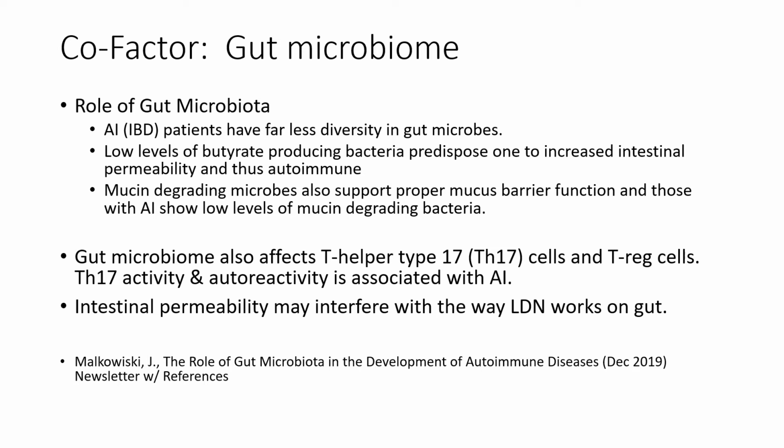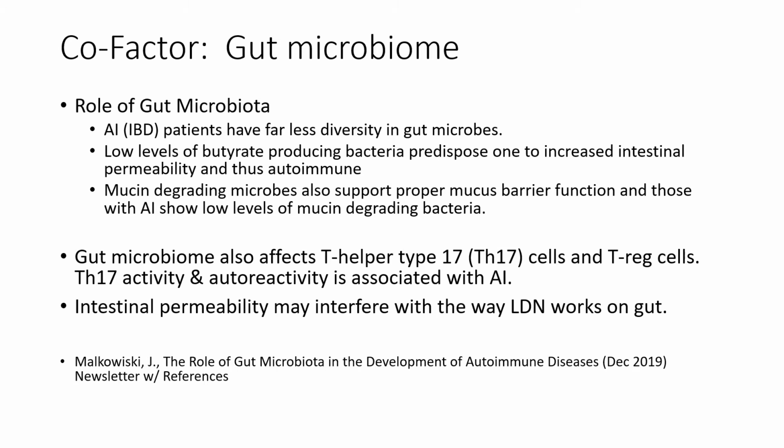Autoimmune, IBD, for example, patients have far less diversity in their gut microbes. This has been seen in research. Low levels of butyrate-producing bacteria predispose one to increased intestinal permeability and also autoimmunity. Mucin-degrading microbes also support proper mucus barrier function, and those with autoimmune show low levels of mucin-degrading bacteria.